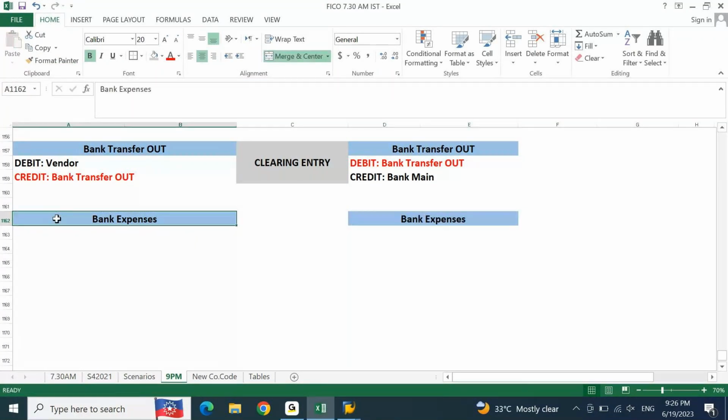For bank expenses, what will be the accounting entry? Now, when do you know the bank expense? You know the bank expense after receiving the statement or before receiving the statement? Your bank actual expenses, when do you come to know? After looking at the statement or before looking at the statement?